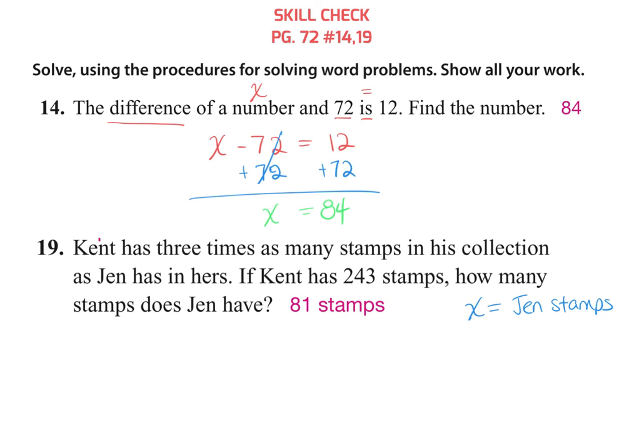Now it says that he has 3 times as many stamps as she has. How would we write that algebraically? 3x. If we take the number of stamps she has and multiply it by 3, we get the number of stamps he has, which is what? 243, which is how we should have set this up. Then we solve by division. You will get 81, which means she has 81 stamps.